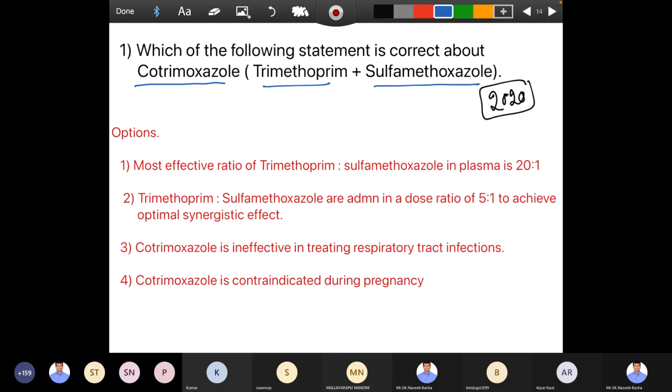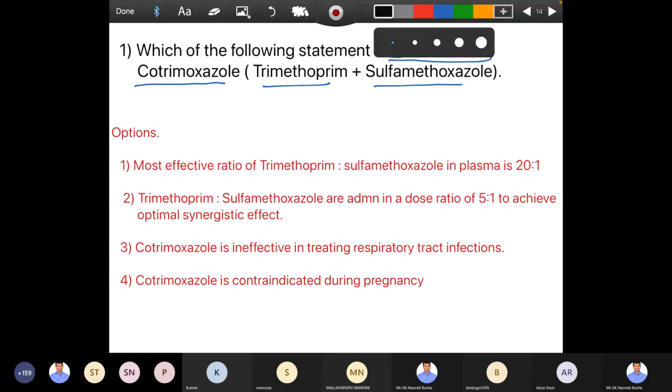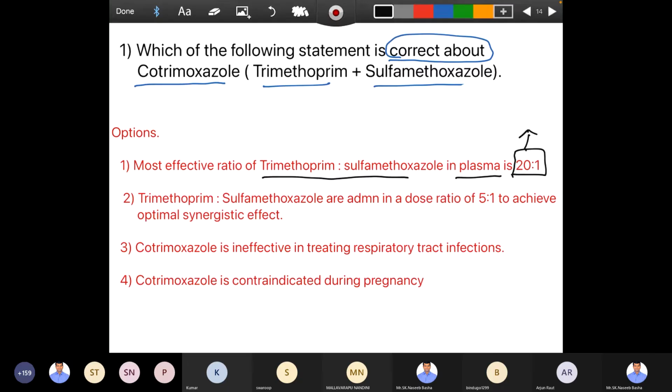So the question is, find out the correct option about cotrimoxazole. Think about this. The reason why I said read and comprehend is, the most effective ratio of this combination is 20:1 in plasma. Understand this one. Some textbooks will give 20:1. The most effective is that one. But sulfamethoxazole should be 20 and 1 should be trimethoprim. The concentration is inversed here.